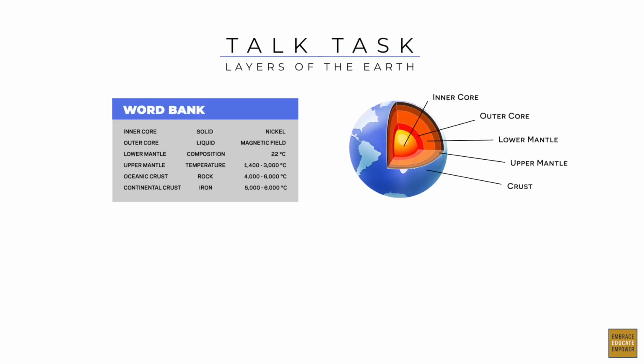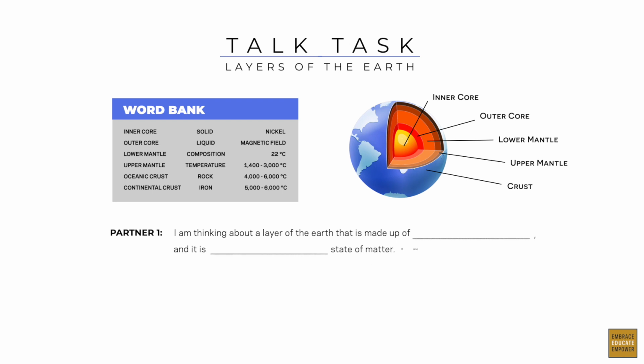In this activity, partner 1 might say, "I am thinking about a layer of the earth that is made up of blank, and it is blank state of matter. It also..." this would be a great place to insert some descriptive language. Then you can ask your partner, "Can you guess what layer I'm thinking about?"